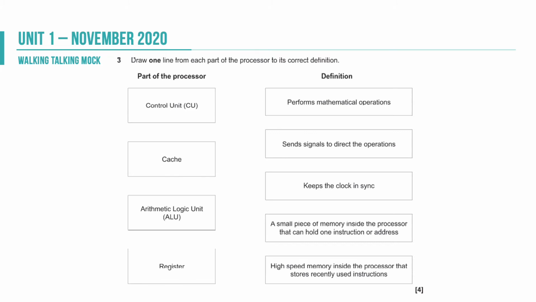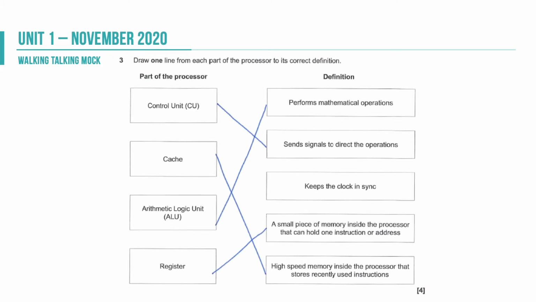Finally, having marked a lot of these papers, make sure you do this with straight lines and a ruler. Don't make it unnecessarily hard for whoever is marking your paper. There are the answers I've got in place. The ALU performs mathematical operations, the control unit sends signals to direct operations, the cache is our high-speed memory, and the register is a single piece of memory.